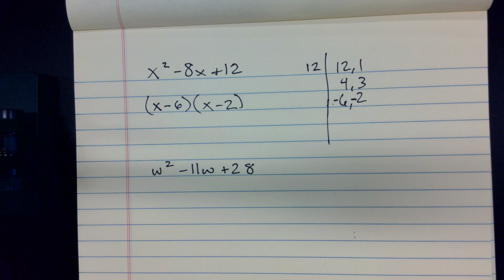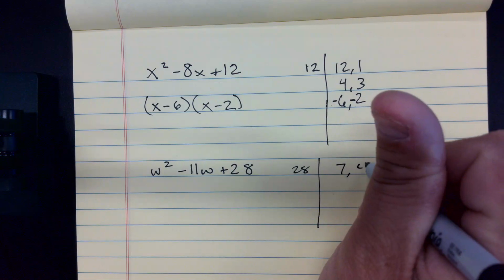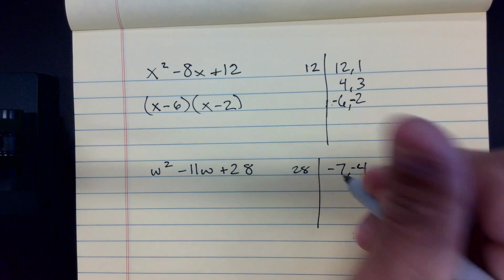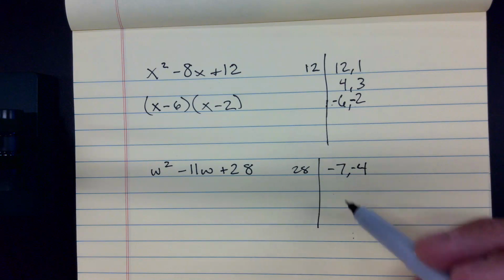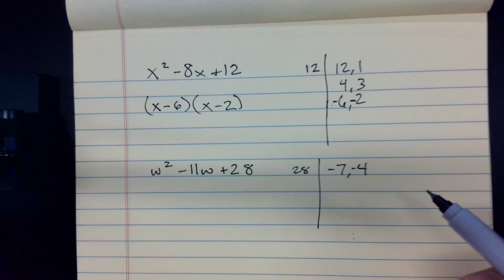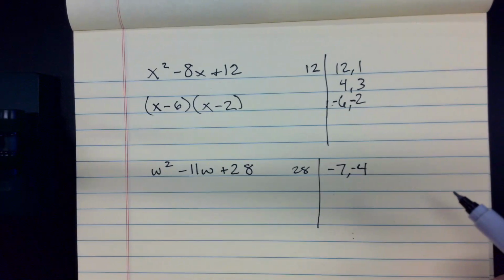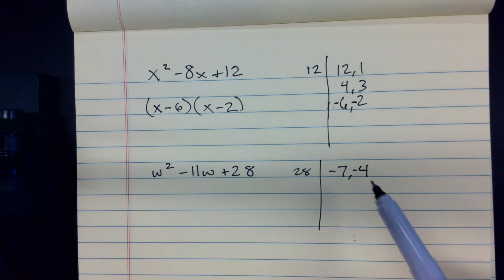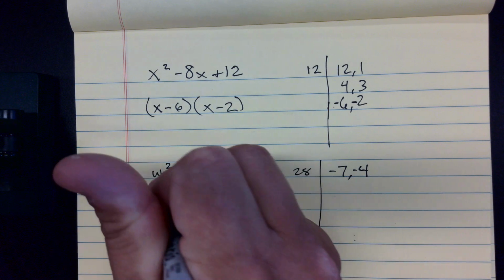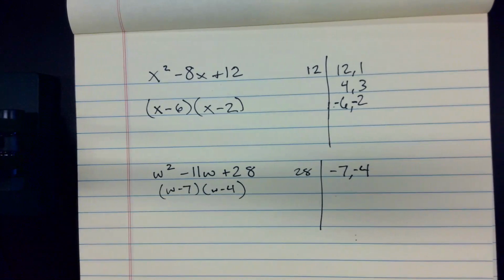Okay, Trey. 7 and 4. But they're not positive, are they? No. Because 11 is negative, they both have to be negative, right? Yeah. So in this case, he drilled it. Now you could have gone 14 and 2. That doesn't get to 11. 7 and 4 would be the next choice. Or 28 and 1, which you know isn't going to get to 11. So then you get 7 and 4, and that gets to 11. How do I get to negative 11? Well, they both have to be negative. So we get W minus 7, W minus 4, and there's your solution.